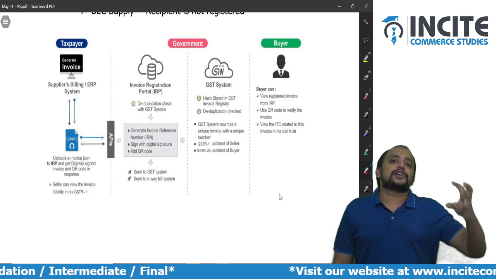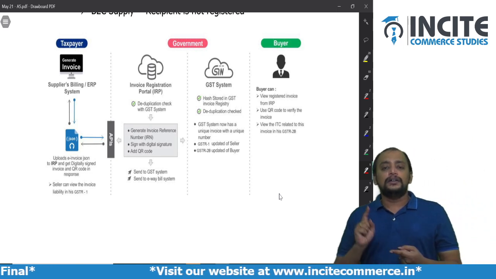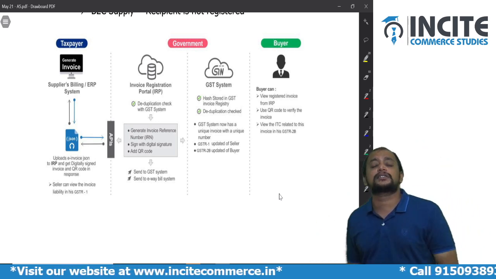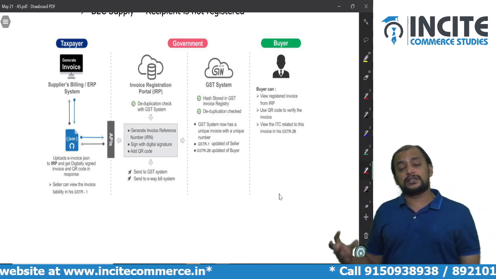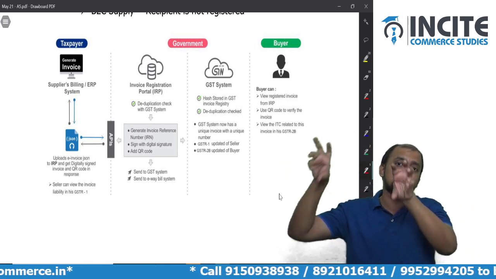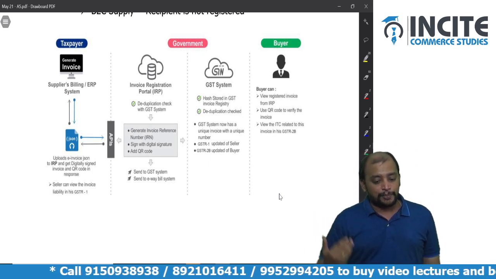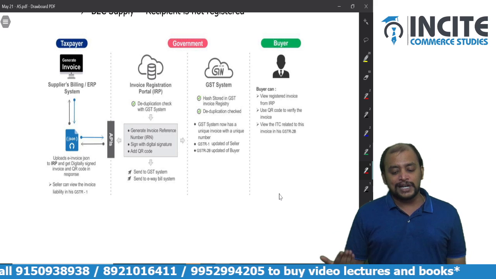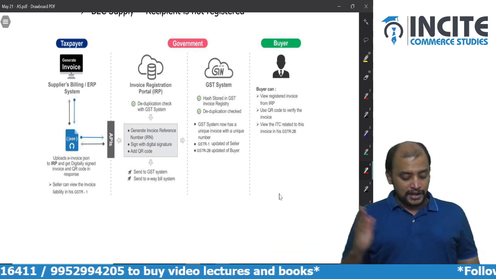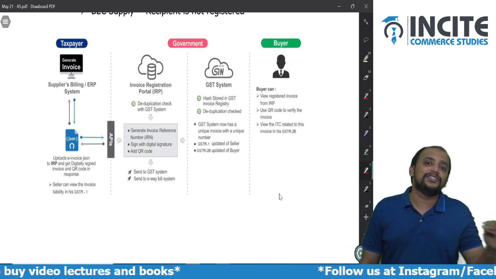So once this invoice is uploaded in the invoice registration portal, it will generate three things for that invoice, called the invoice reference number, QR code and digital signature, and send that information to the GST system and the e-way bill system. When it is sent to the GST system, the data will automatically come in GSTR1 of the supplier and go to the GSTR2B of the respective recipient. Now what can the recipient, what can the buyer do? View the registered invoice from the IRP, use the QR code to verify the invoice, view the ITC related to this invoice in his GSTR2B, and he can enjoy that credit. And the supplier, it will automatically come into GSTR1 and the supplier should make the payment of GST.